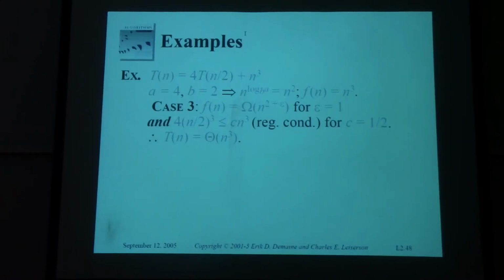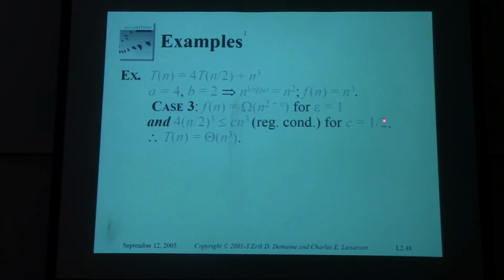What's the value of coefficient a? 4. So a is 4 and b is 2. So again, n to the log b of a is going to be n squared, and f of n is n cubed. So now we're checking what? We're checking the regularity condition, which is 4 times (n over 2) cubed must be less than or equal to c n cubed for some c which is between 0 and 1. Okay? And is that true? So that's going to be n cubed over 8 times 4, so it's n cubed over 2, one half n cubed.